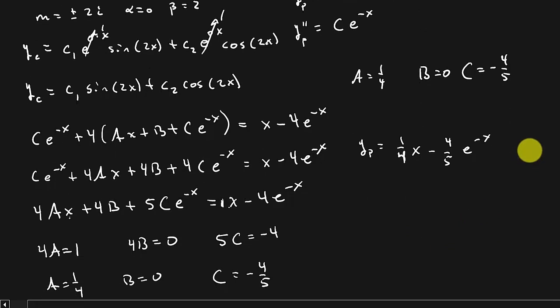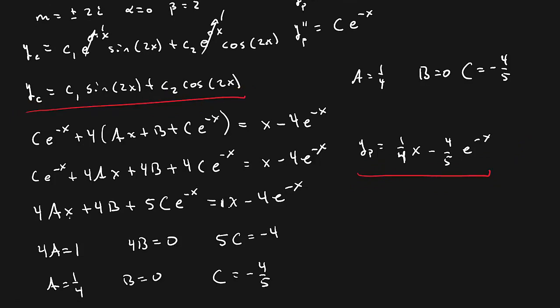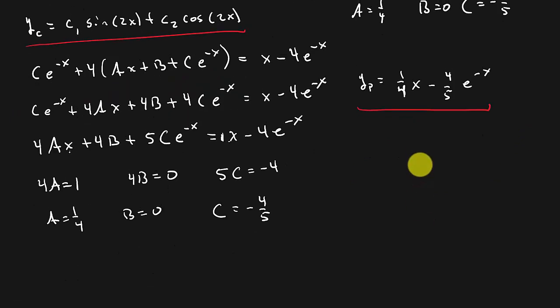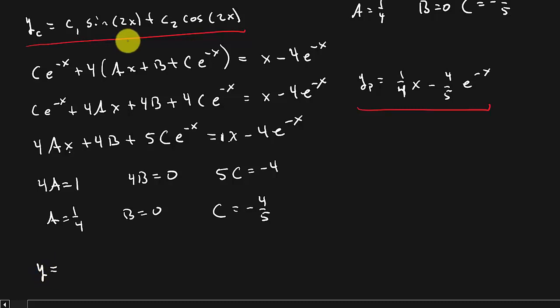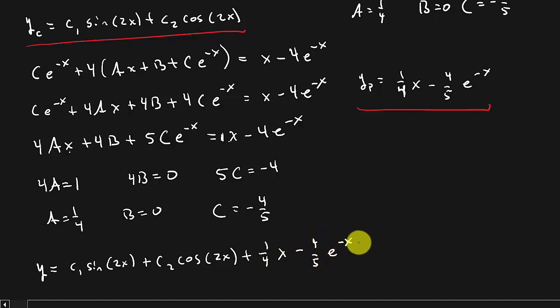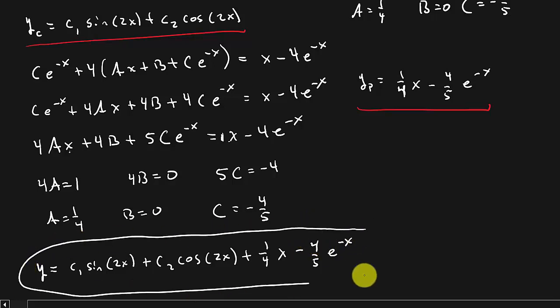All right, so let's see. We've got our particular solution here. We've got our complementary solution. And so that's going to give us y is equal to y sub c, which is c1 sine 2x plus c2 cosine 2x plus 1/4 x plus y sub p. See, this is y sub c plus y sub p. So 1/4 x minus 4/5 e to the negative x. And this is a 4. And this is your answer right here.